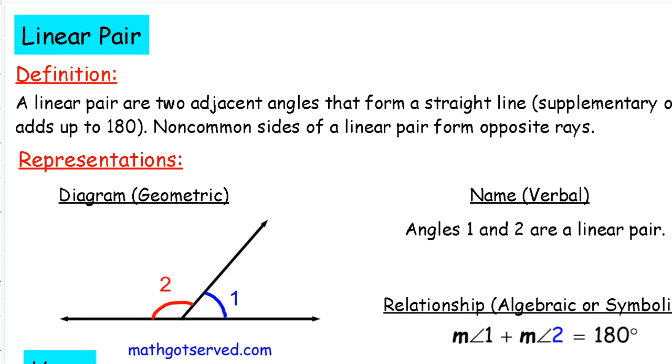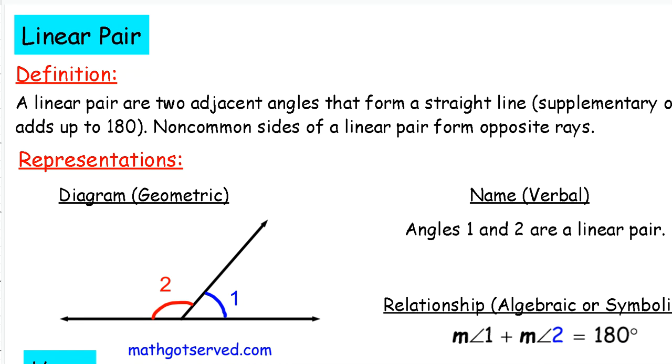The next angle pair relationship definition that you need to know is linear pair. Now, what are linear pairs? The definition is as follows. A linear pair are two adjacent angles. We talked about adjacent angles in the first definition. Angles next to each other. They share a common vertex and a common side with no overlaps, no common interior points.